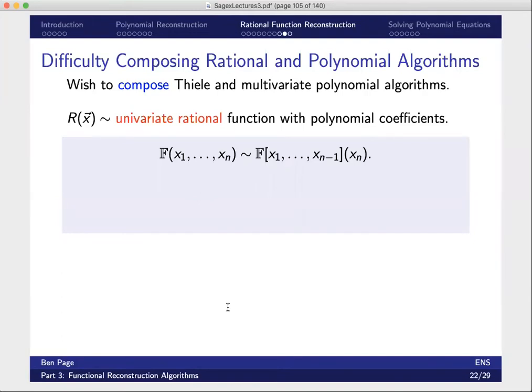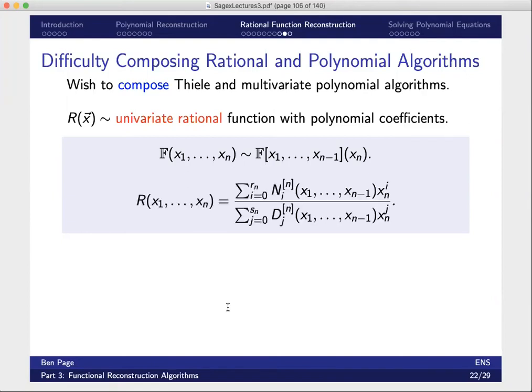So, can we take a similar style of perspective from before, where we consider a rational function in n variables as a univariate rational function with polynomial coefficients? Indeed, this is a good way to describe a rational function. If I focus on one variable xn, then looking at my rational function in its numerator over denominator form, I'll be able to see that all of its coefficients are polynomials in the remaining variables.